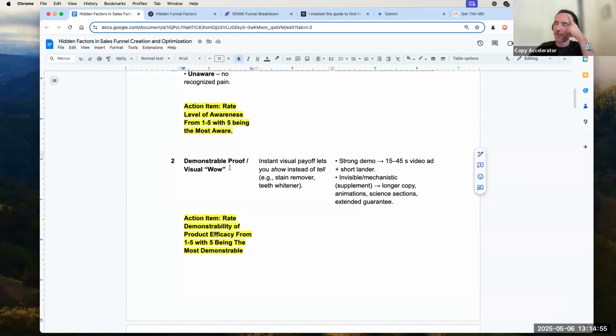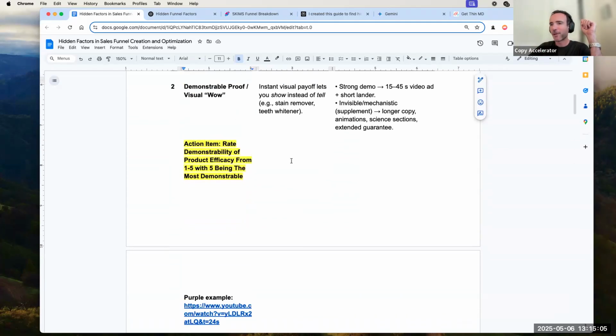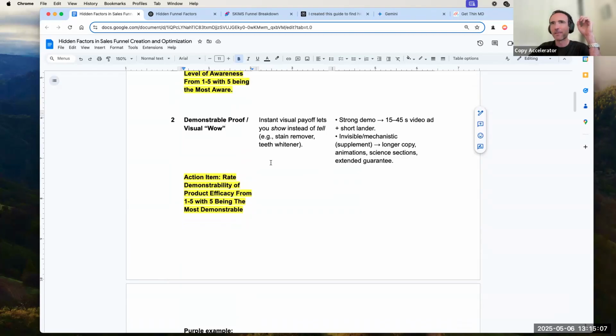So they're great products, because if you have immediate demonstrable proof that something works very quickly and is an instant visual payoff, then you need less long copy. What's really interesting is that there is a way to circumvent this, because the question becomes, okay, what if I sell a supplement? I sell a supplement, so I need longer copy, animations, and so on.